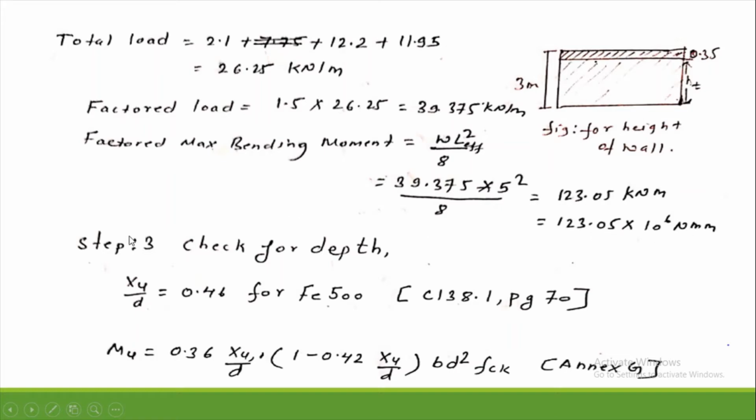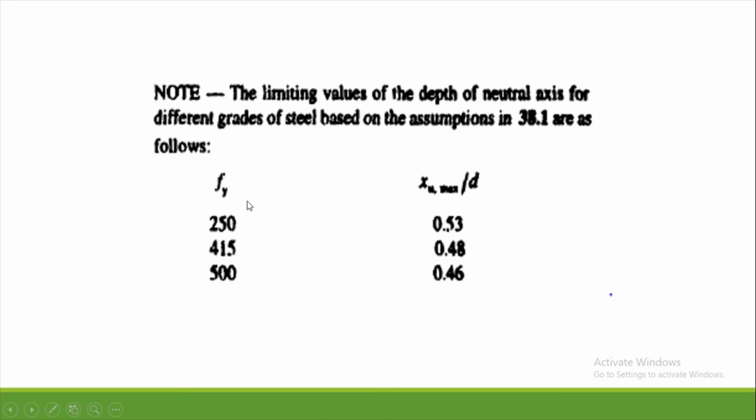Okay, for the third step, we are going to check for depth. For that, we need the XU by D value, which is 0.46 for Fe 500, as per clause 38.1, page number 70. For Fe 500, XU by D is equal to 0.46. Actually, look here, guys. You have to note down one thing. This is not only XU by D. This is XU limit by D.